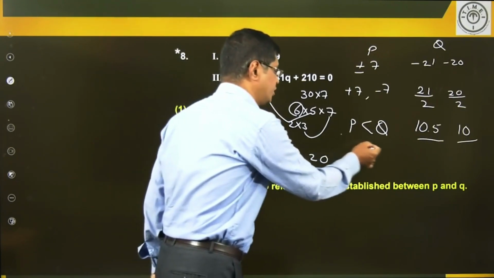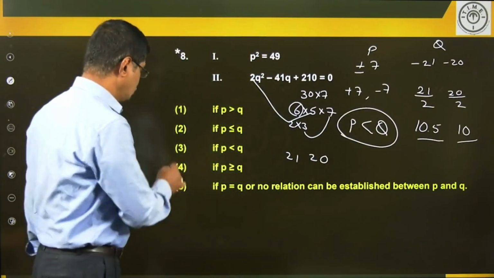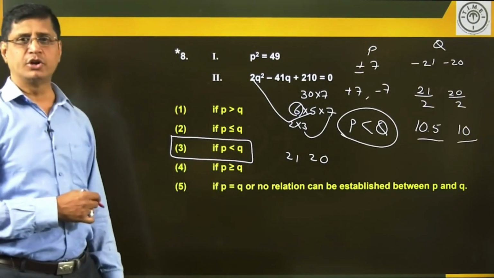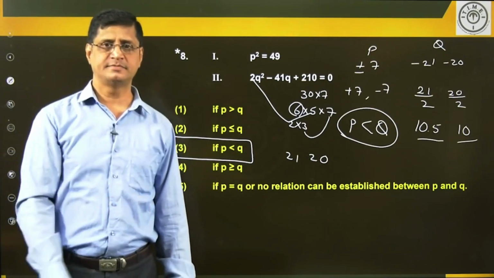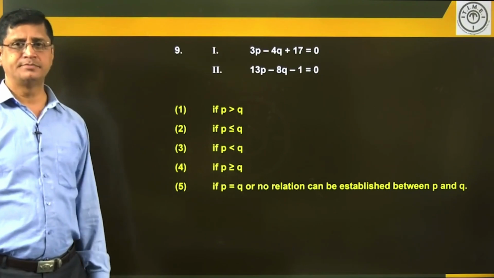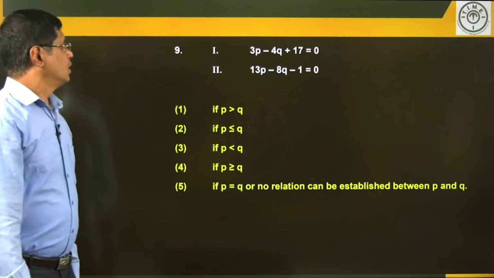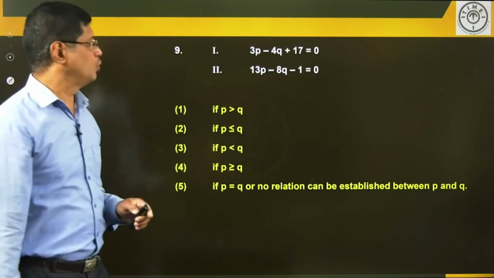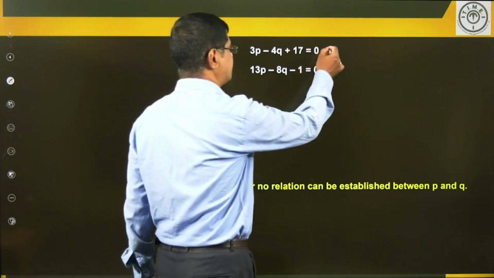So, what is the condition? P less than Q. So, the right choice, option number 3, third choice is the correct answer. Okay. Now, look at the next example. Here equations are given, just to find out the value of P and Q. Multiplying the first equation with 2.